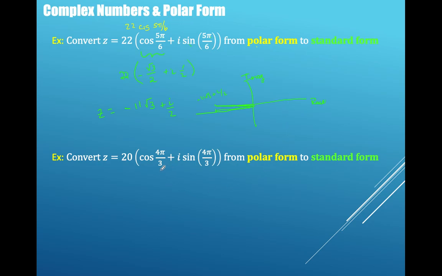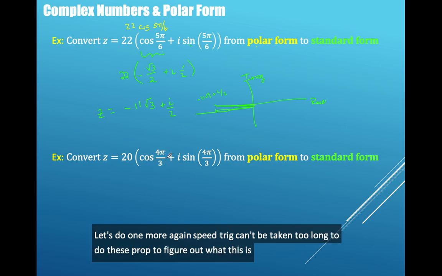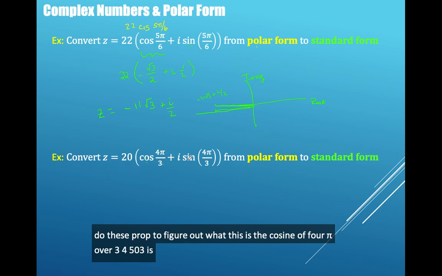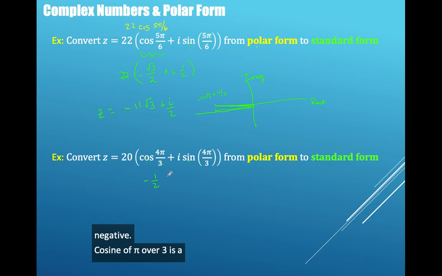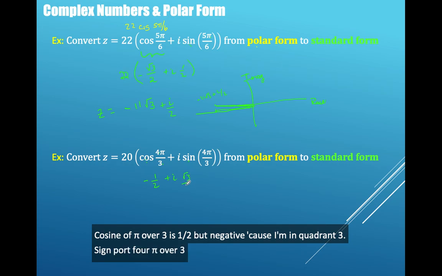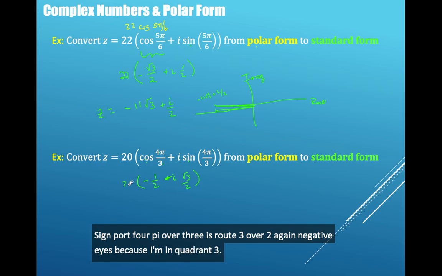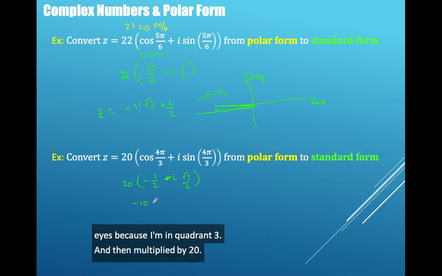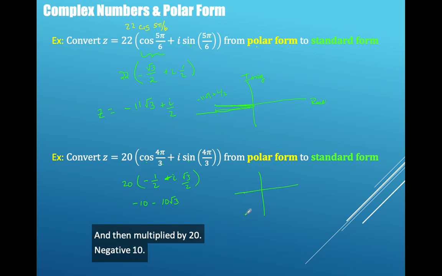All right, let's do one more. Again, speed trig. Can't be taking too long to do these to figure out what this is. The cosine of 4 pi over 3. 4 pi over 3 is in quadrant 3. Both cosine and sine are negative. Cosine of pi over 3 is 1/2, but negatized because I'm in quadrant 3. Sine of 4 pi over 3 is root 3 over 2. Again, negatized because I'm in quadrant 3. And then multiplied by 20. Negative 10 minus 10 root 3.